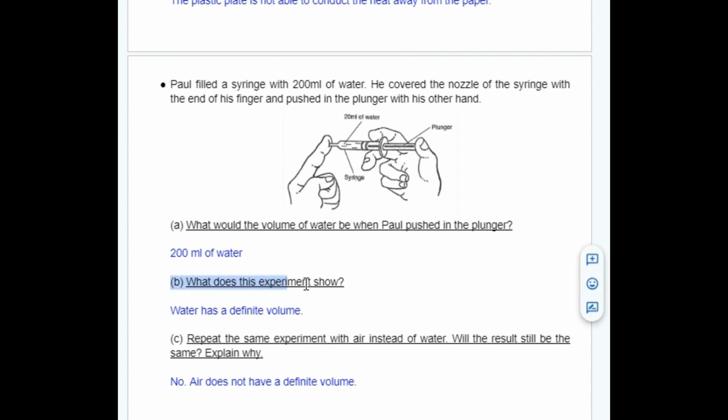B. What does this experiment show? Water has a definite volume. C. Repeat the same experiment with air instead of water. Will the result still be the same? Explain why. No. Air does not have a definite volume.